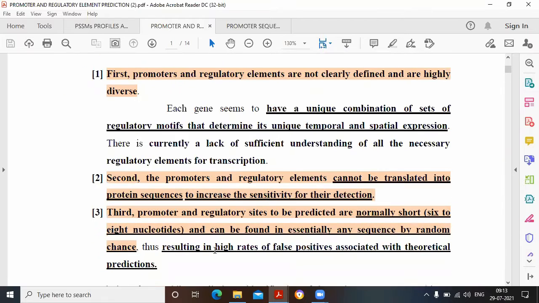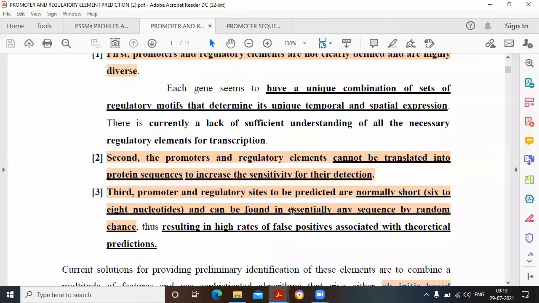The next important problem is that the promoter and regulatory elements cannot be translated into protein. When DNA is transcribed to mRNA, this promoter sequence or regulatory sequence does not come into the mRNA, and as it is not in the mRNA, definitely it is not going to come to the protein level. If it were in the protein, we could analyze the protein and easily understand which particular sequence is the promoter or regulatory sequence. So as it is not translated into protein, that is also one of the difficulties in preparing an algorithm.